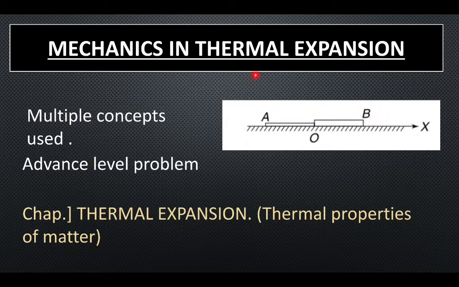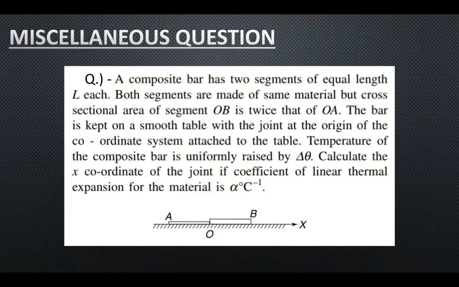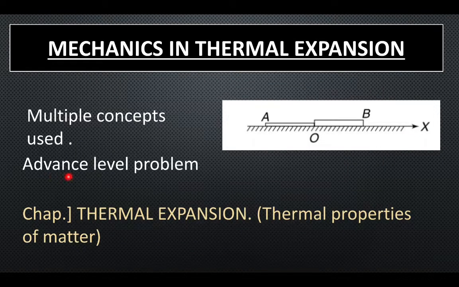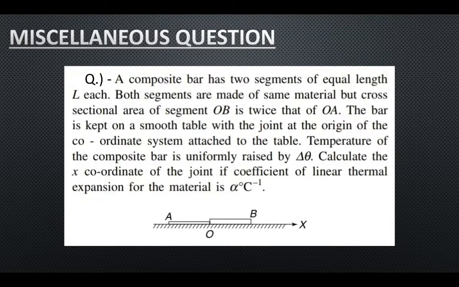Today in this video we are going to look at a question from the chapter thermal expansion, which comes under the section of thermal properties of matter or thermal properties of solids in terms of physics. So it is an advanced level problem. Looking at the question reads: a composite bar has two segments of equal length L each.